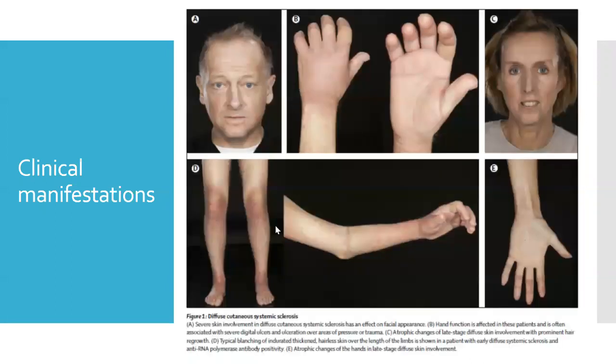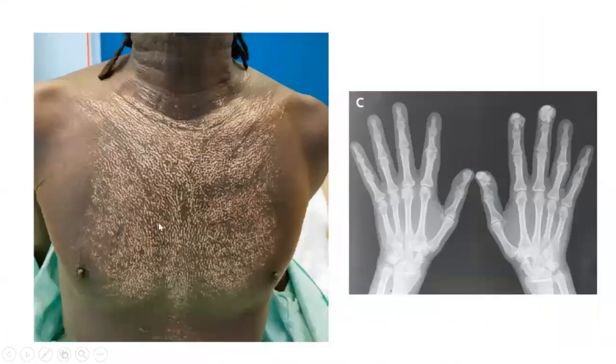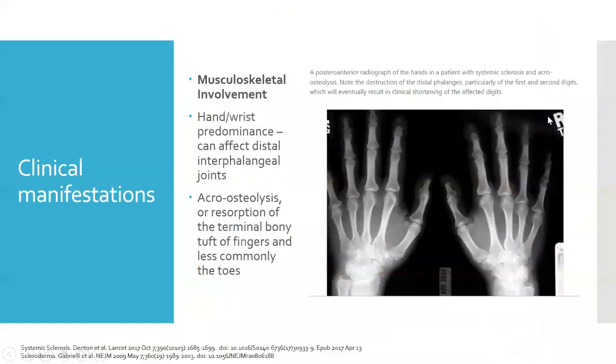These are some images of diffuse cutaneous scleroderma showing the different changes that we see. This is more with the limited cutaneous involvement of the face and the neck, with facial telangiectasias here, dilated nail fold capillaries, and calcinosis. This is the poikiloderma that I was talking about, which is the salt and pepper appearance that we can see. And here at the tip of the fingers, you can see the calcinosis that can develop.